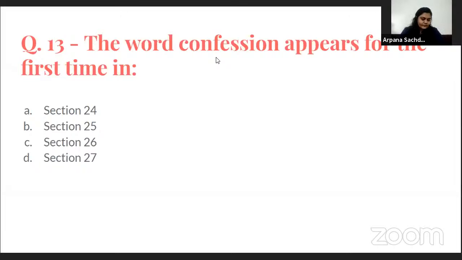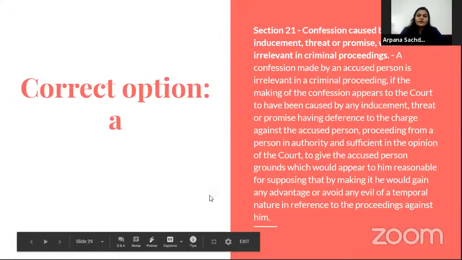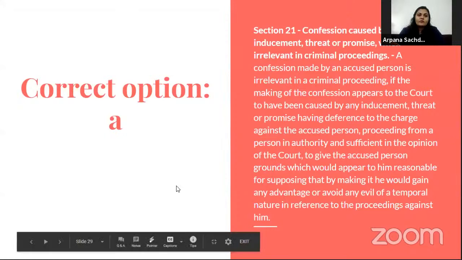Okay, the time is up for this question. So the correct option is option A, that is section 24. Section 24 says that a confession caused by inducement, threat or promise is irrelevant in criminal proceedings. So the first time the word confession came is under section 24.